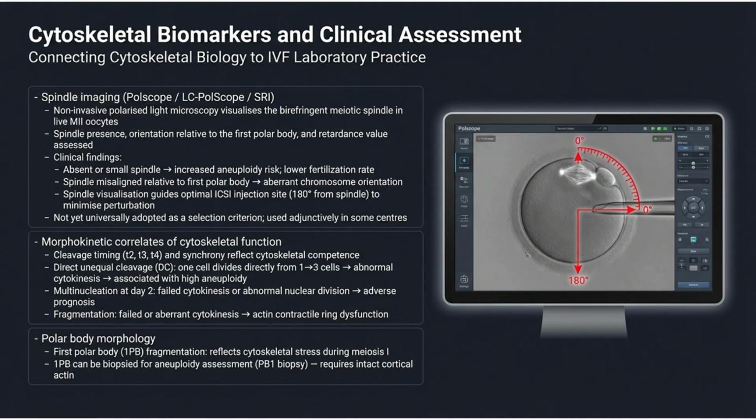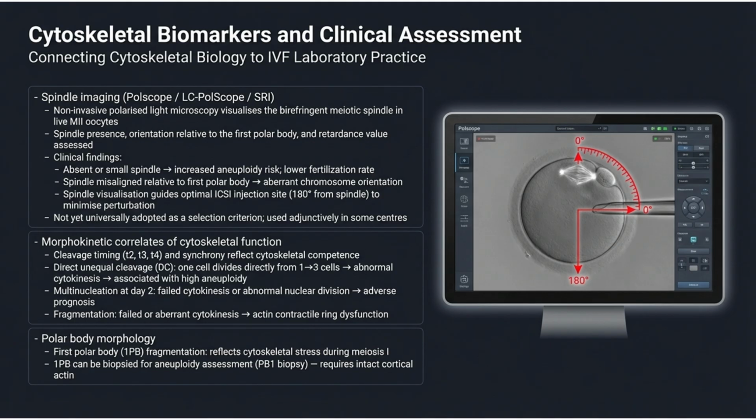And practically, we use this to guide ICSI. Exactly. You map the exact location of the spindle relative to the first polar body. We assume the polar body marks the location of the spindle. But polar bodies drift in the perivitelline space over time, so looking at it under standard bright field isn't enough. With the PolScope, you find exactly where the true M2 spindle is docked, and you ensure you inject the sperm needle precisely 180 degrees away from it, or at least at a safe angle. This ensures your glass needle doesn't physically plow into and shatter the microtubule array. Also, if you notice a severely misaligned spindle relative to the polar body, it is a strong biological warning sign of aberrant cortical positioning and potential actin dysfunction.